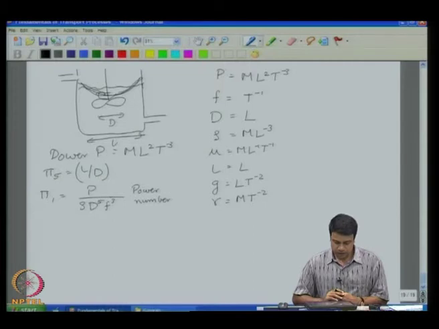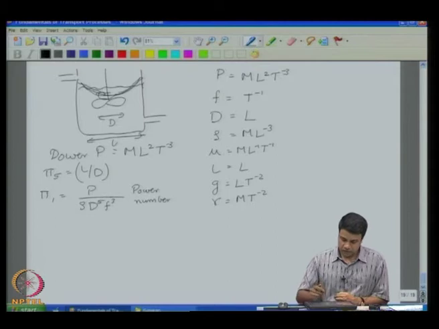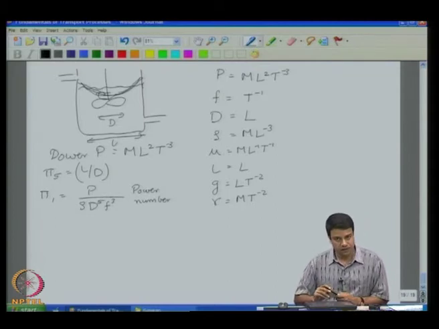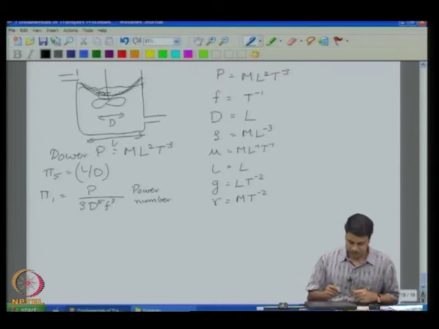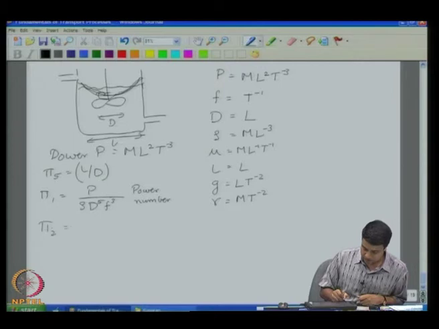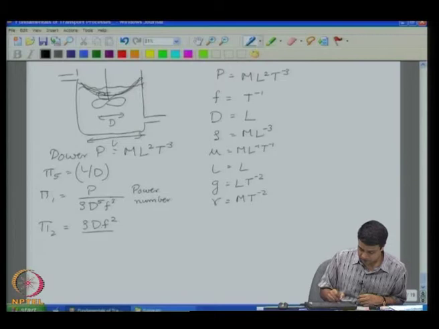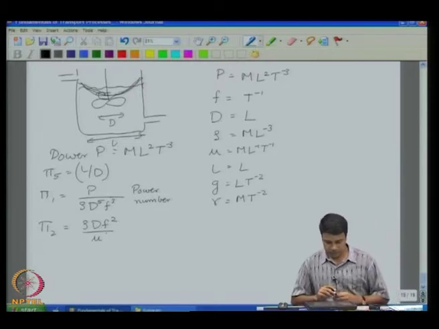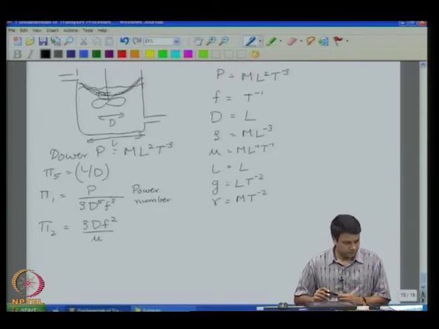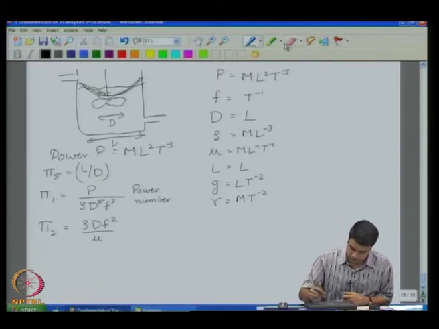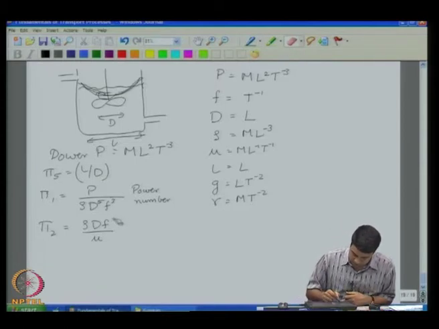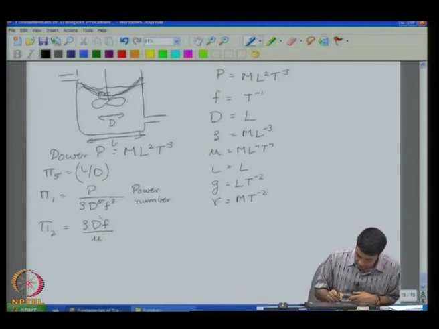And then there have to be 2 other dimensionless groups. One of them involves the density and the viscosity, and that is our familiar Reynolds number, except that this now has to be expressed in terms of the frequency. So, this is going to be rho d square f by mu, the Reynolds number.